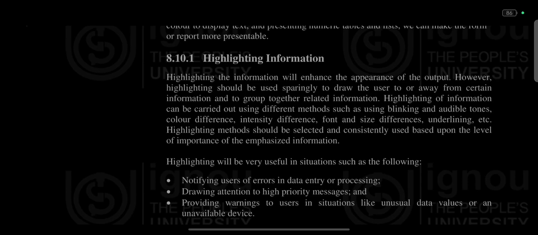Highlighting of information can be carried out using different methods, such as using blinking and audible tones, color difference, intensity difference, font and size differences, underlining, etc. Highlighting methods should be selected and consistently used based upon the level of importance of the emphasized information.